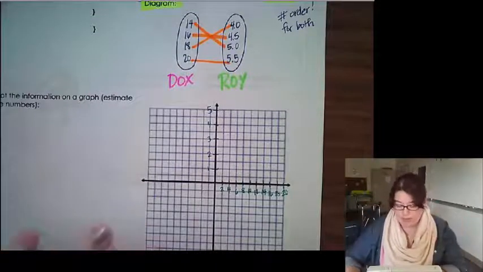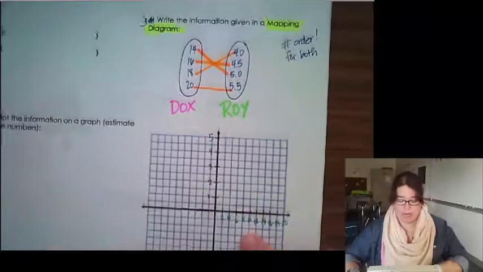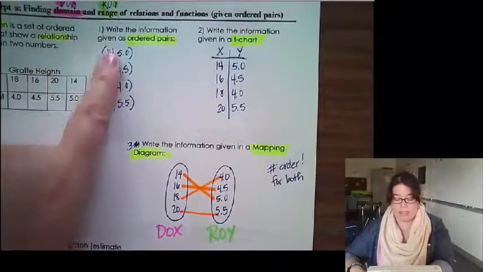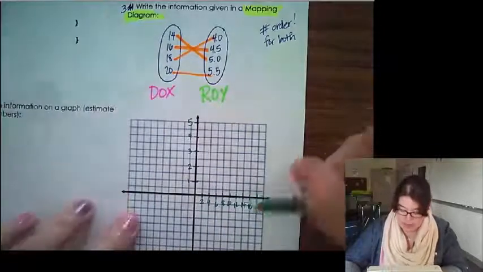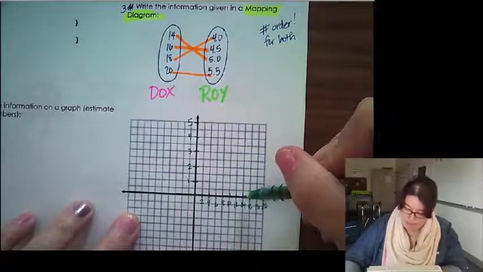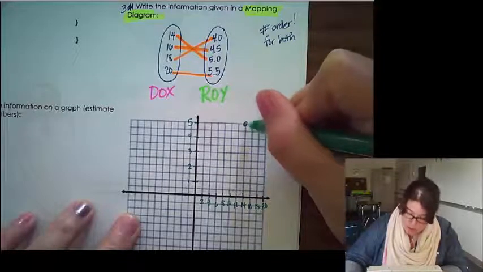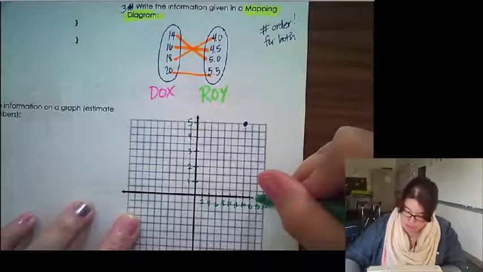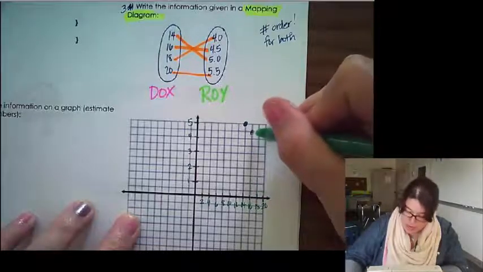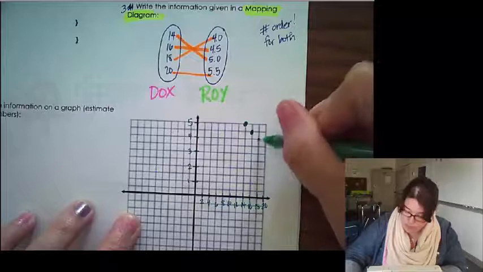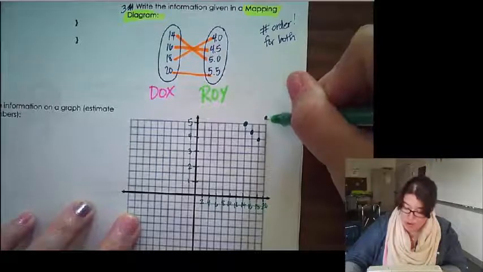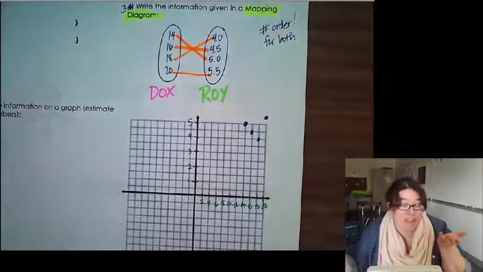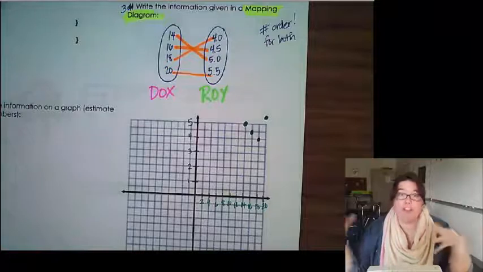So let's go ahead and plot our points on this graph. I wish I could zoom out a little bit more. I'm going to take these ordered pairs and use them as an address to plot points on the graph. All right, so follow along with me here. I've got 14, 5.0. So here's 14. It's going to go all the way up to 5.0. 16 goes to 4.5, which is here. 18 goes to 4.0. And then 20 goes to 5.5, which is actually a little bit off the graph up here. All right, so that's how you plot those points or show that relationship on a graph.